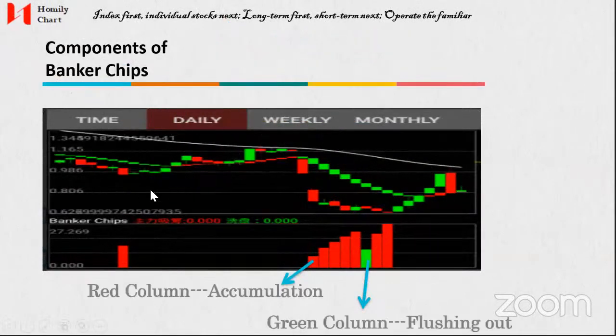Okay, so let's check the details about banker chips components. It's very easy. The components are just two colors of columns. We have the red column, we have the green column. The red column we call the bankers' accumulation. It means accumulation by the bankers. And the green column means flushing out by the bankers. Okay, red bar accumulation, green bar flushing out. It's very easy, very simple, right? Okay, then these are the components of banker chips.